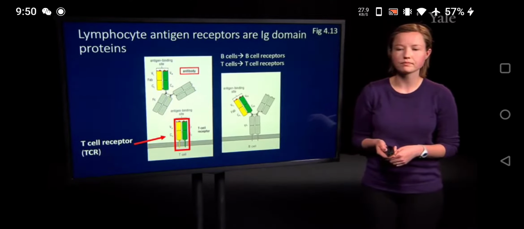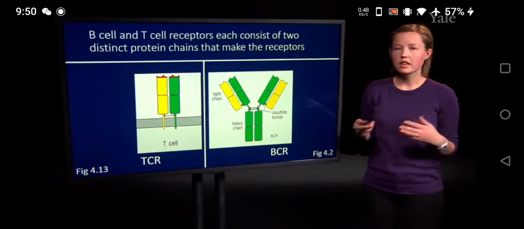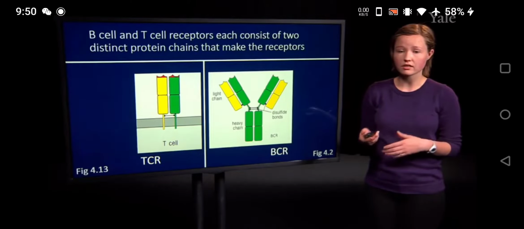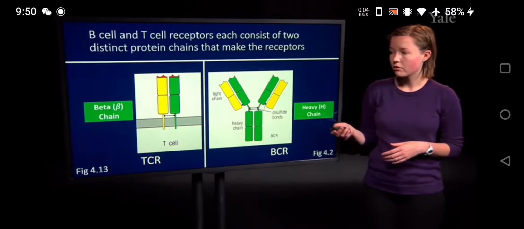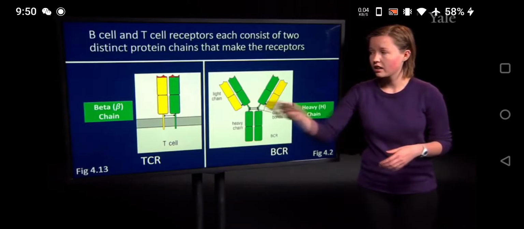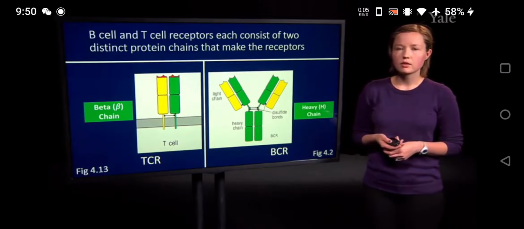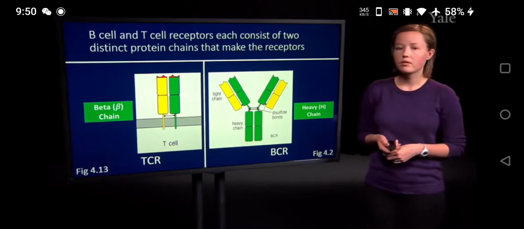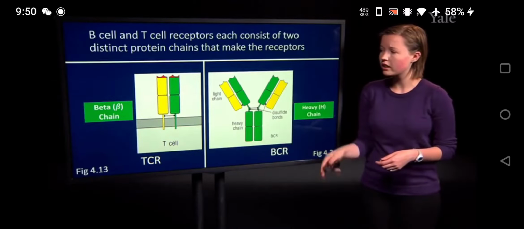And when we're looking at these receptors in a little bit more depth, they actually come in two different chains. So in our T-cell receptor, we have this chain referred to as the beta chain, and for reasons that we'll come to appreciate later on in this lecture, this is analogous to another chain in the B-cell receptor referred to as a heavy chain. Both of these are displayed in green, so you can see the heavy chain of the B-cell receptor here, and you can see the beta chain of the T-cell receptor here.